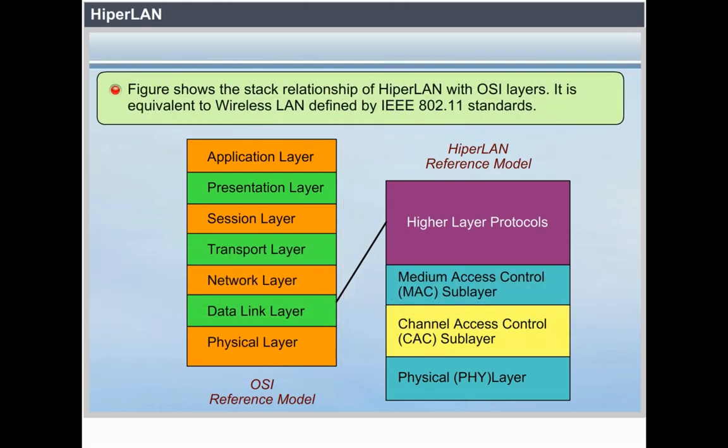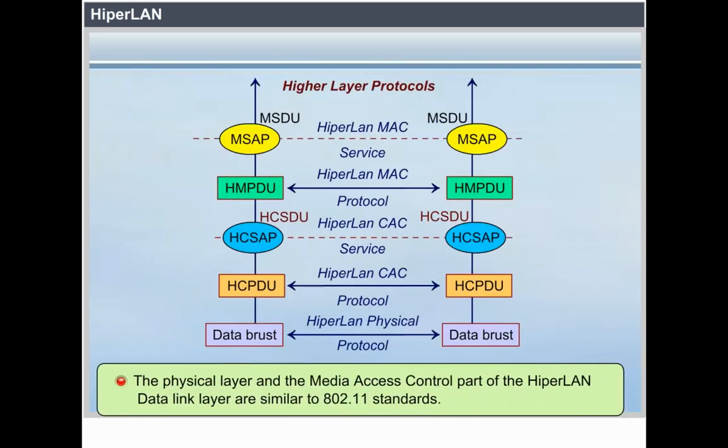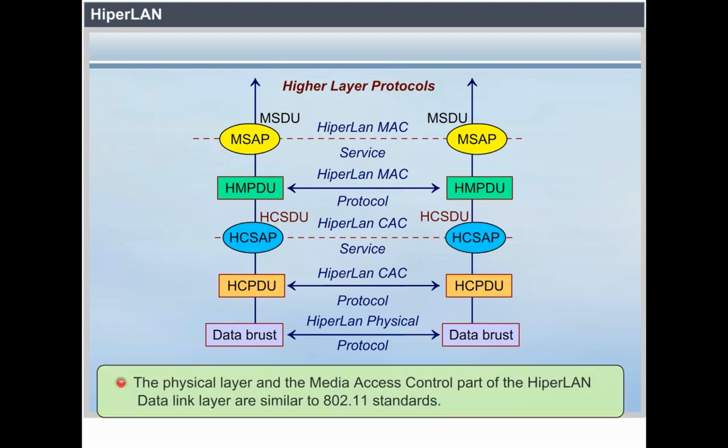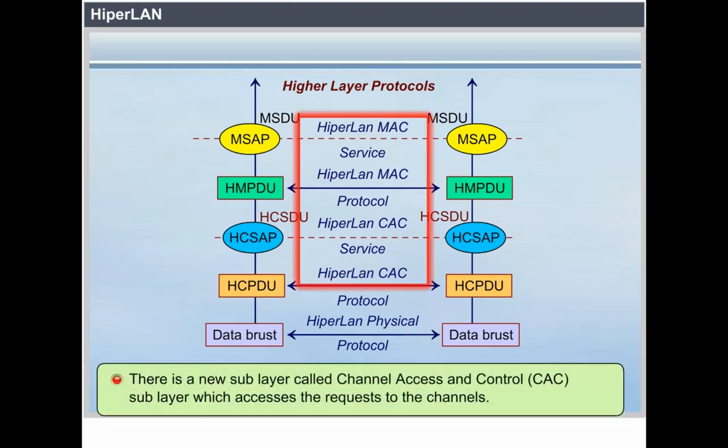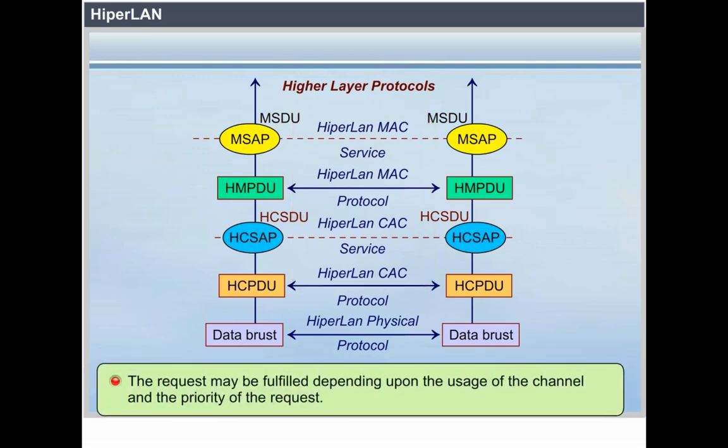The figure shows the stack relationship of HyperLAN with OSI layers. It is equivalent to wireless LAN defined by IEEE 802.11 standards. The physical layer and the media access control part of the HyperLAN data link layer are like 802.11 standards. There is a new sublayer called the Channel Access and Control (CAC) sublayer, which deals with the access request to the channels. The request is served depending upon the usage of the channel and the priority of the request.